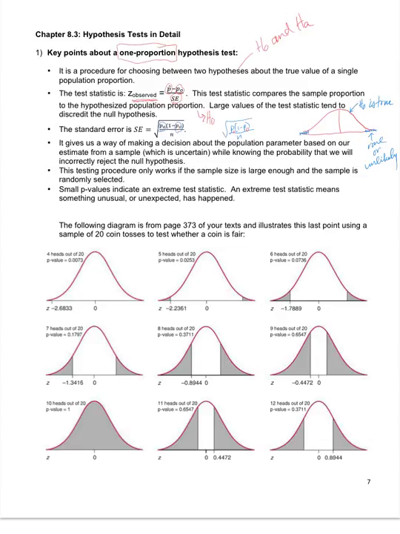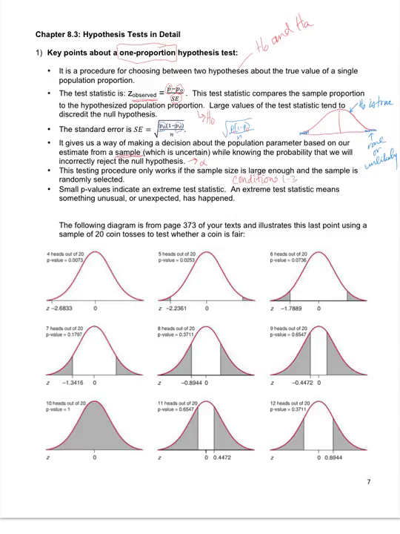All right, the fourth bullet gives us a way of making a decision about the population parameter based on our estimate from a sample. And keep in mind, anything from a sample has some uncertainty attached to it. So we're doing this while knowing the probability that we will incorrectly reject the null hypothesis. That probability is alpha. All right, next bullet. This test and procedure only works if the sample size is large enough and the sample is randomly selected. So remember, we're checking conditions 1 through 3, like we did back in chapter 7.